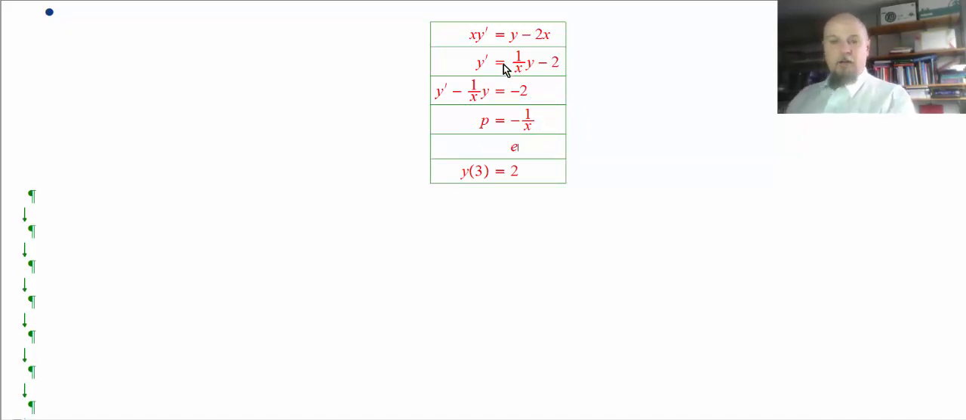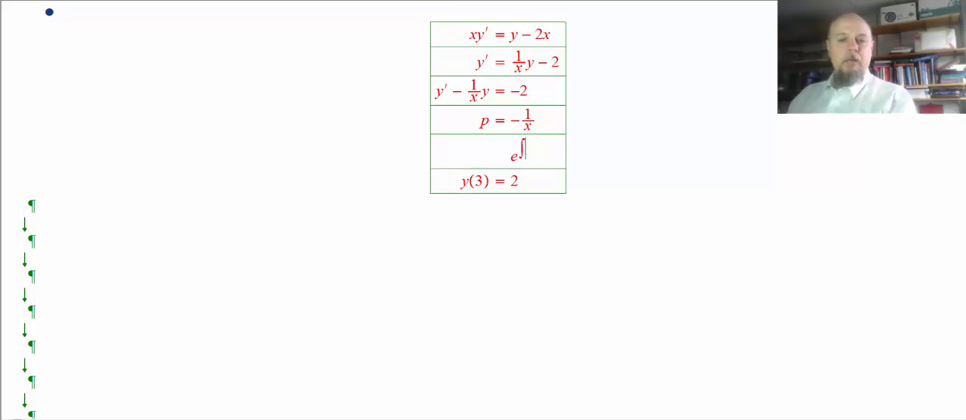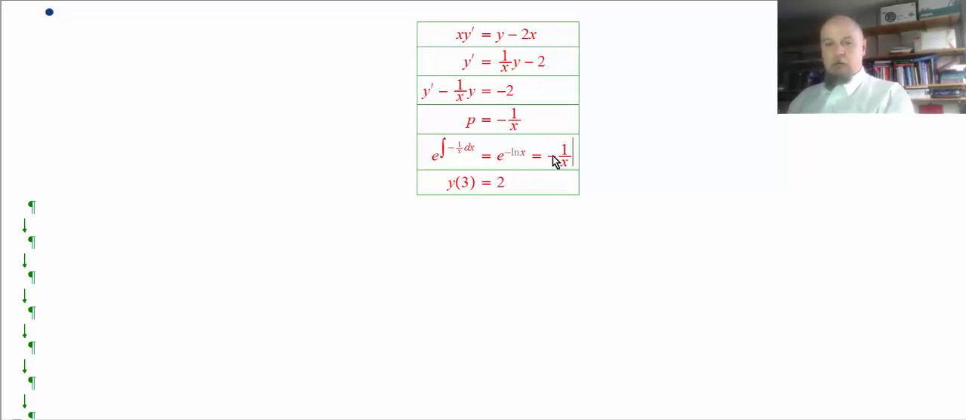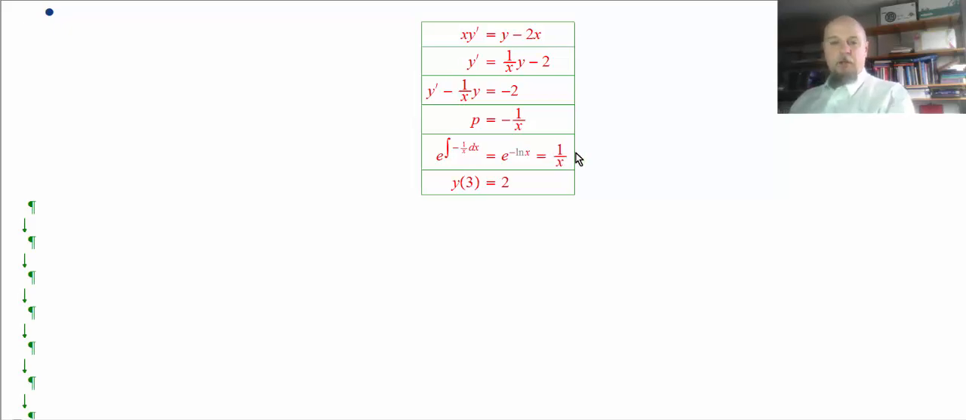So my integrating factor, e to the integral of p, is going to be e to the minus ln of x. And we remember from the last example that I'm going to need to cancel off the e and the ln. So I'm going to bring that minus 1 inside and make it e to the ln x to the minus 1, or e to the ln 1 over x. In the end, I'm getting 1 over x as my integrating factor.